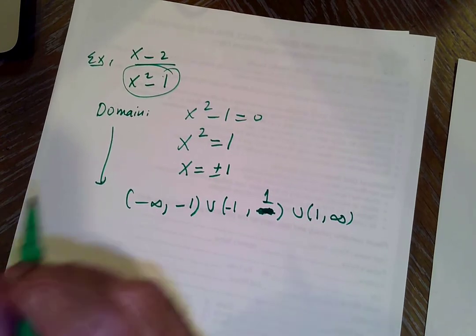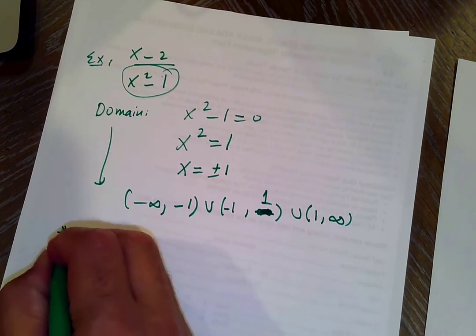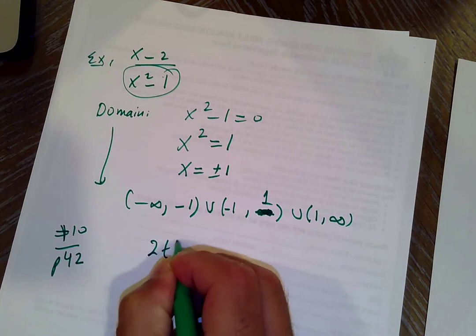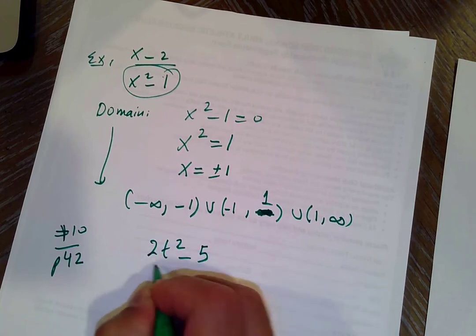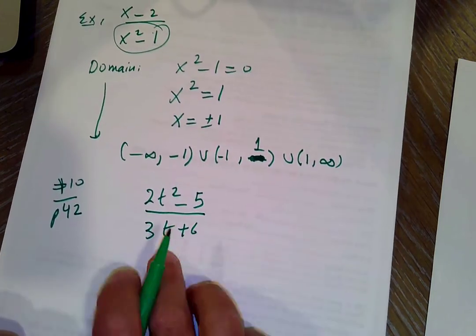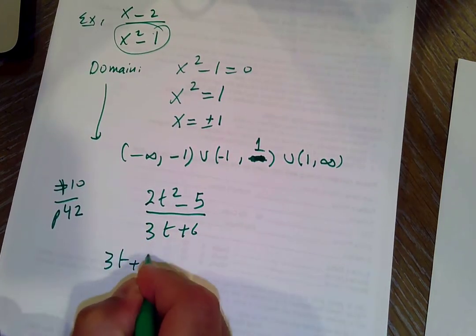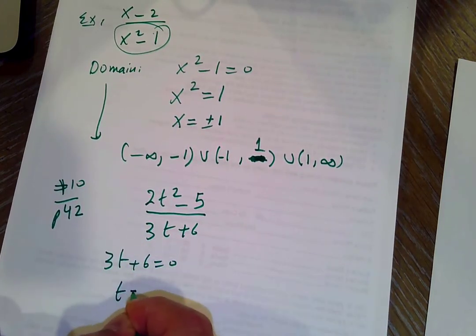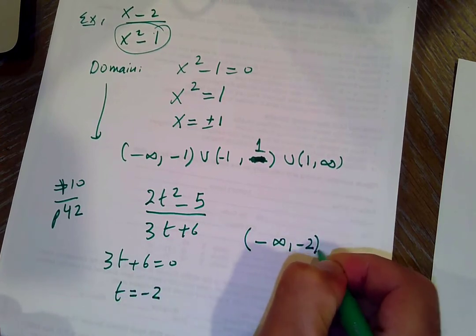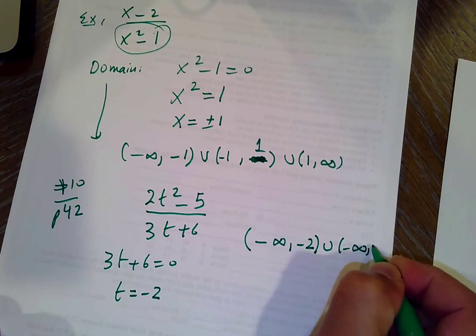Okay, number 10, page 42 in your text. Again, how do we find the domain of t squared minus 5 over 3t plus 6? You can see from that the denominator is 0 when t is negative 2. So it's all real numbers except negative 2. And that would be the domain.